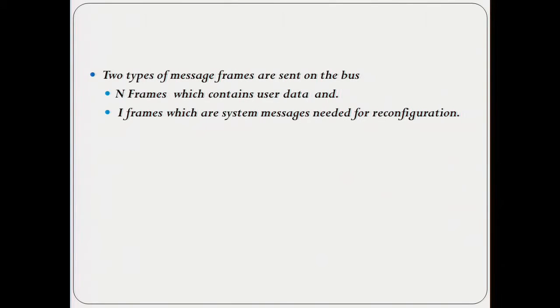So we said before, the message frames contain different information. There are N frames, which contain user data, and I frames, that are system messages that are needed for reconfiguration. So sometimes you need to reconfigure. Why? Because maybe some of the nodes is dead, and so you want to cut it out. And you want possibly to redistribute that function to other nodes in the network, so that you are not only, how to say, fault aware, but you're also fault tolerant. So something goes wrong, and you have a way of fixing that problem that has occurred.